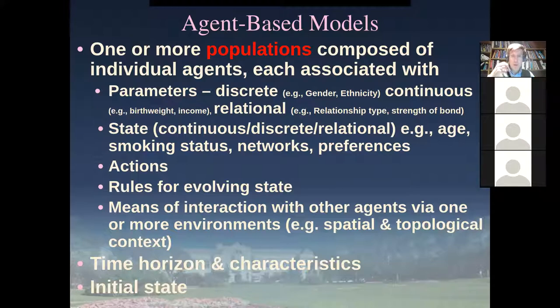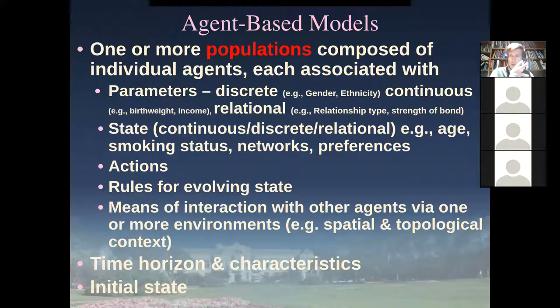these parameters will capture some of these quantities that characterize a given agent in a static way, in a continuous frame as well as a discrete one. So ethnicity might be treated discretely for a given model. There might be continuous characteristics like birth weight or income, for example, which might be treated on a sliding scale of sorts. And they can be relational as well. Parameters can say, this other agent is my mother, or this other agent is a sibling, or this other agent is a friend. So we have relational attributes, relational parameters.